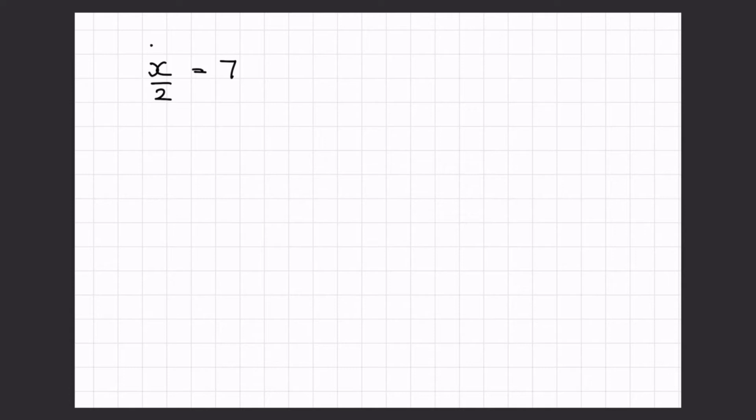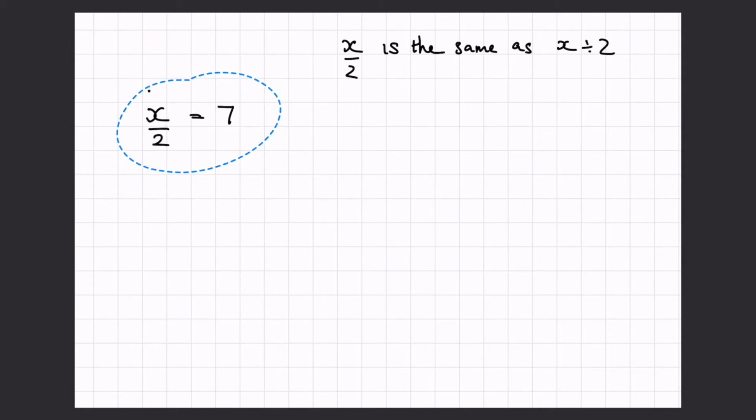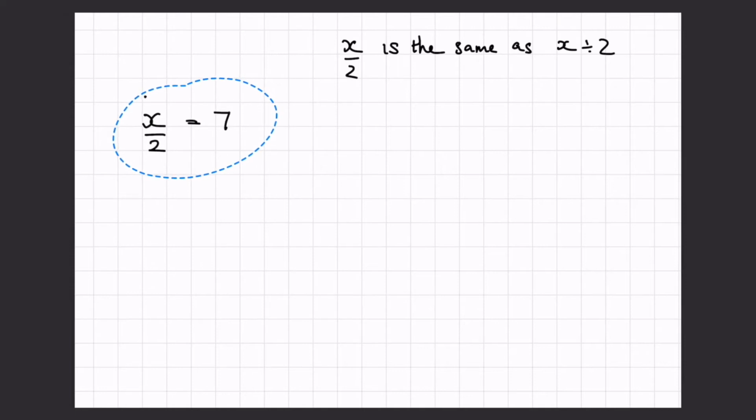X over 2 is the same as x divided by 2. I'll just quickly write that here. X over 2 is the same as x divided by 2, but it's just how we write it. Let's just bring that down here a minute so it's not going to get in the way. What number, such that if we divide it by 2, is equal to 7?